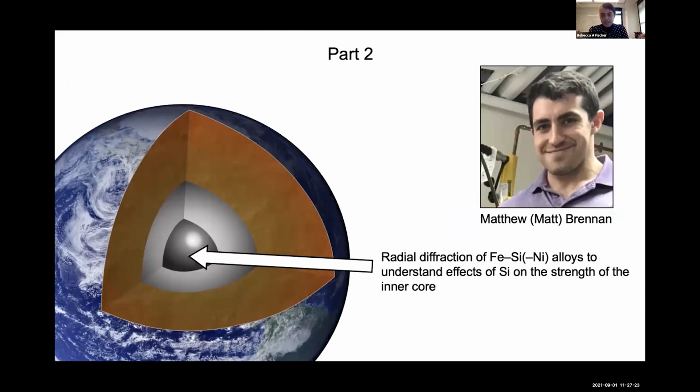Okay, and so now we're going to dive into part 2 of the talk, which is radial diffraction of iron, silicon, nickel alloys to understand the effects of silicon on strength. And this project is the work of my student Matt Brennan.